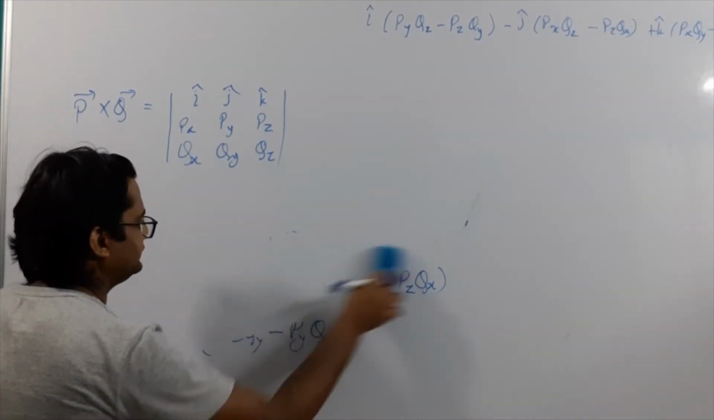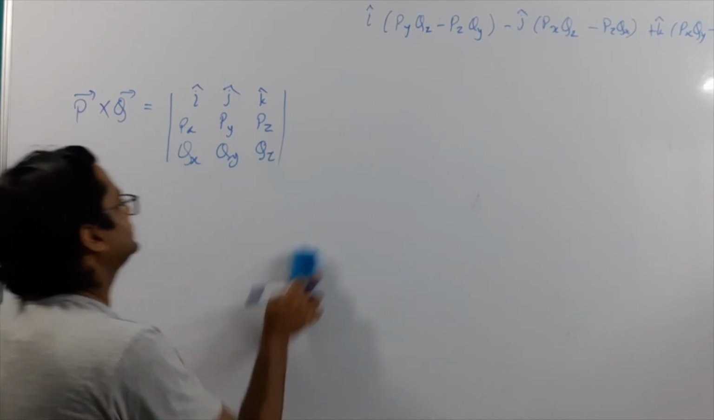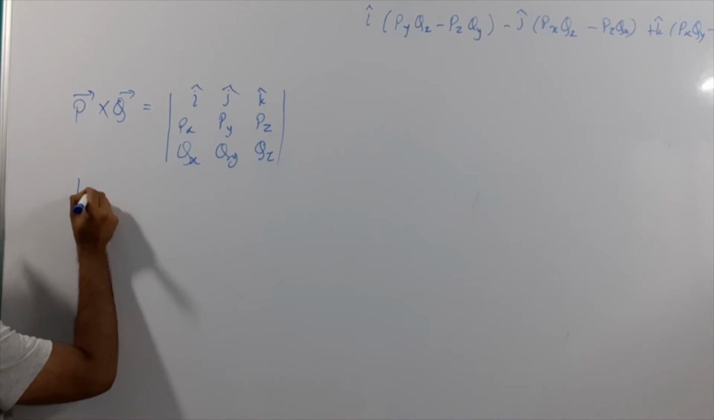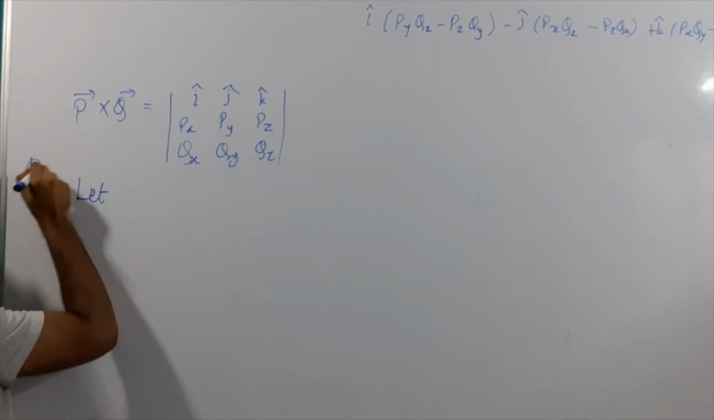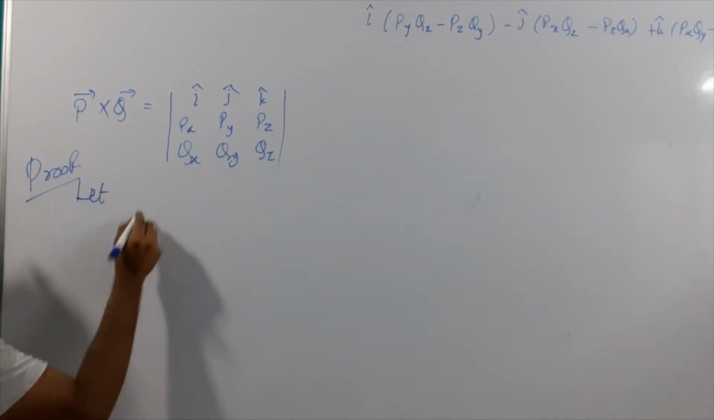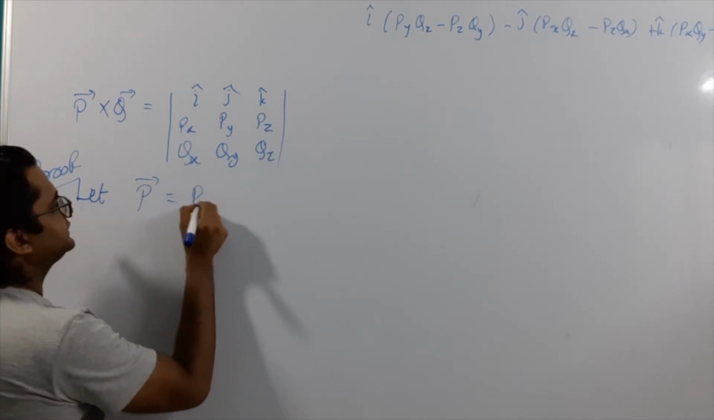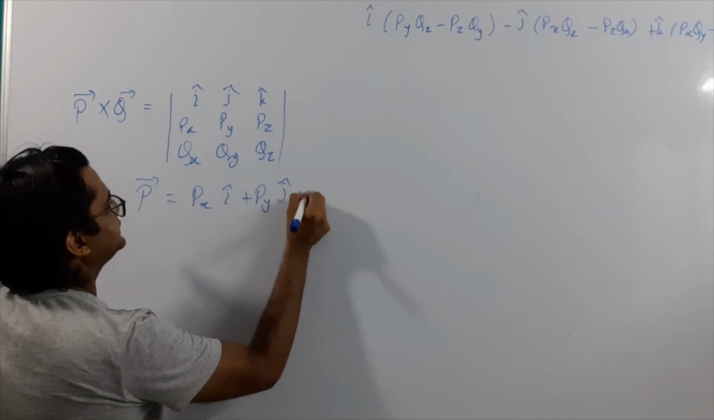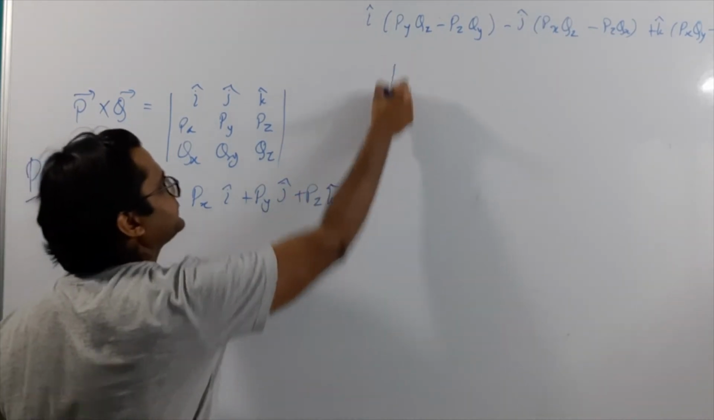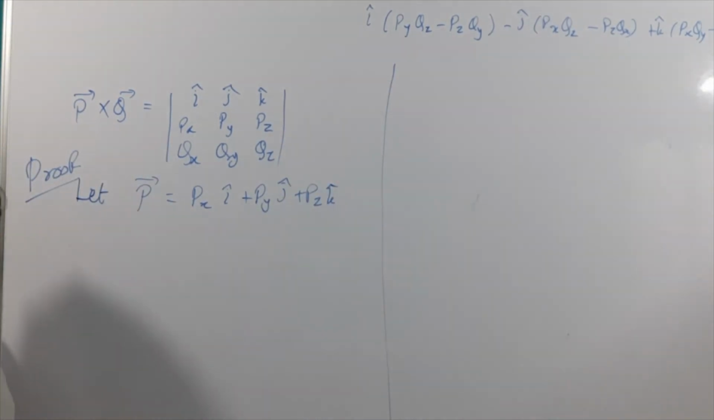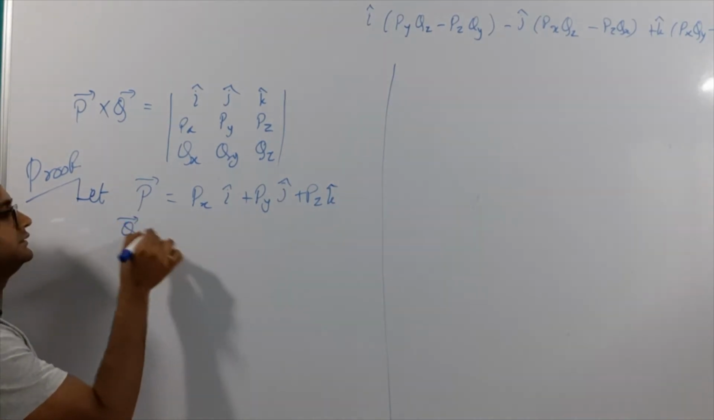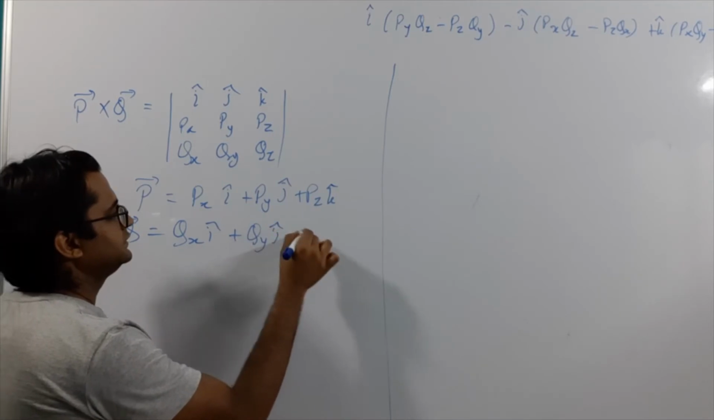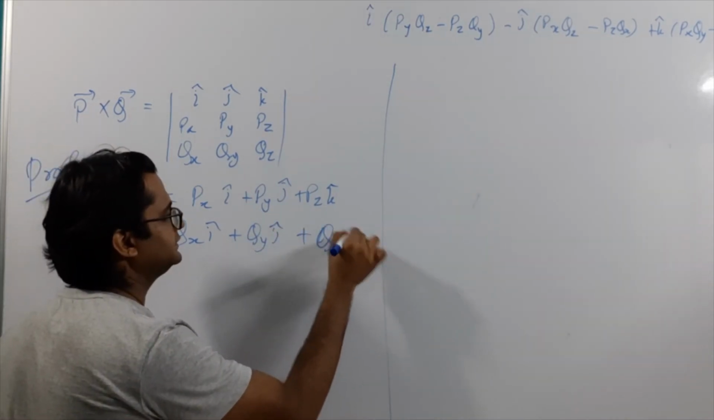Now let us start with the proof. We have to prove this, so let us start with the proof. Let the first vector be p bar equal to px i plus py j plus pz k. This is my first vector. Q bar is qx i plus qy j plus qz k. This is my second vector.